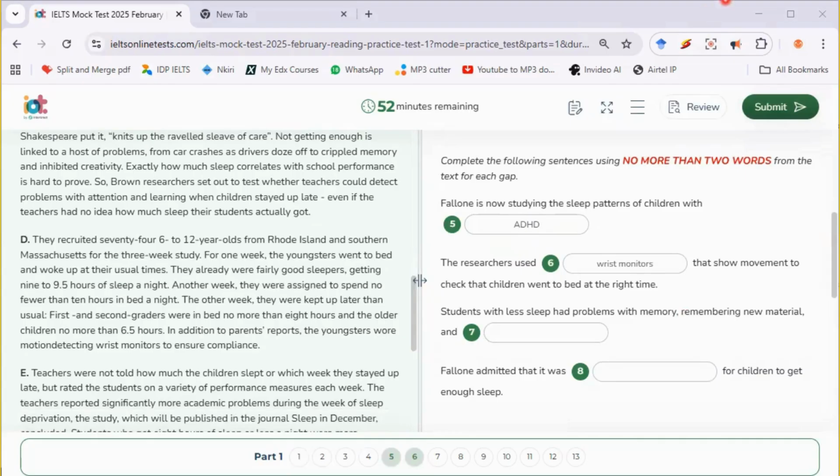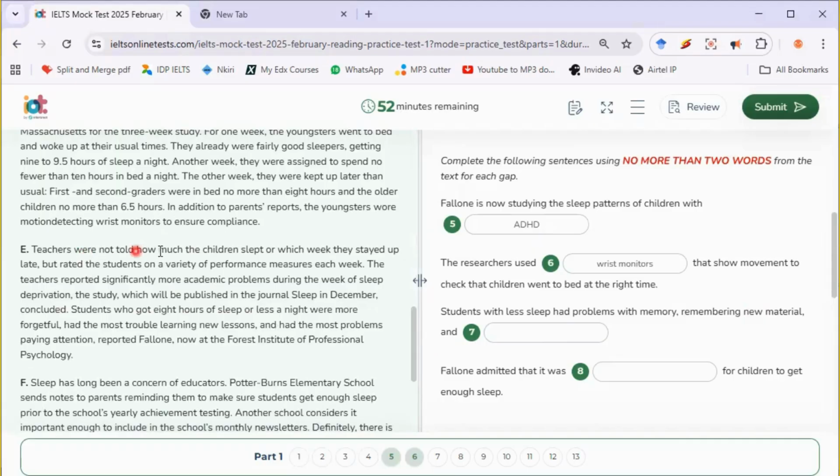Very good. Now, number 7, students with less sleep had problems with memory, remembering new materials, and now take note of the 3 problems. 3 problems are mentioned here. Students with less sleep had problems with what? Number 1, memory. Number 2, remembering new materials. And number 3, we need to go and figure out what number 3 is from the passage. So look at the passage.